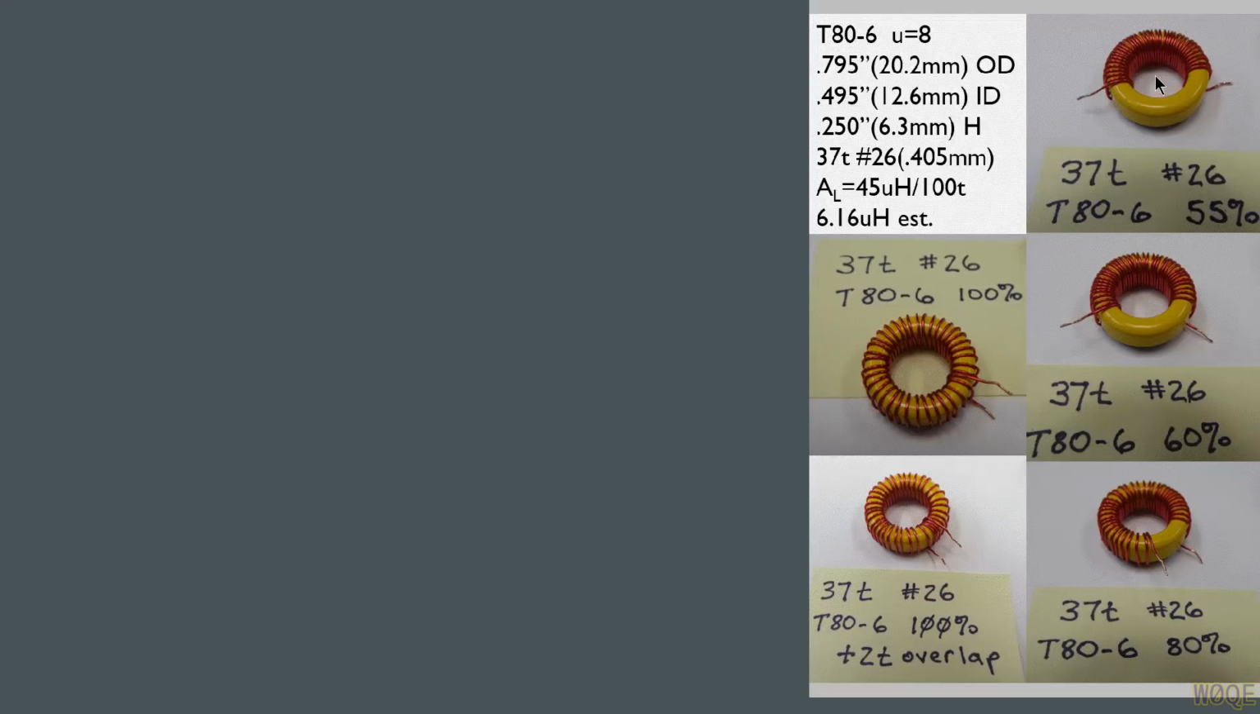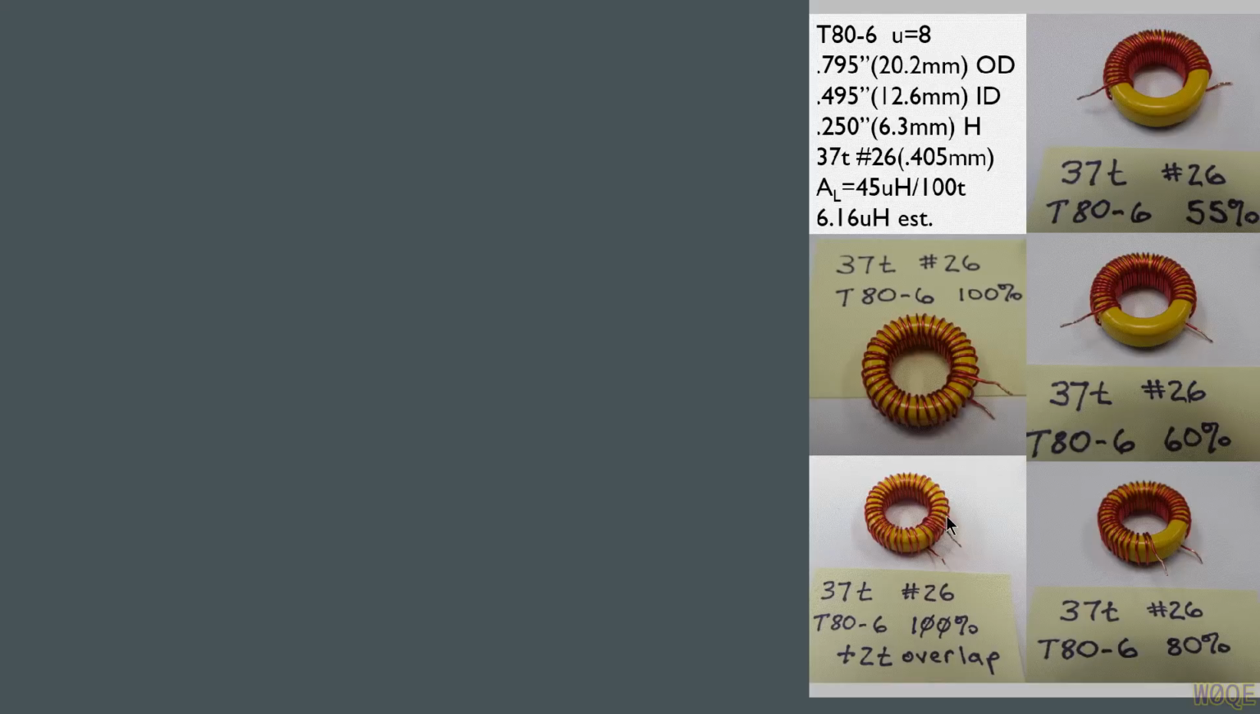When I pinched the turns together completely, they occupied just a little over half the core, 55%. I spread them out a little bit, and at that point there was almost no gap between the turns on the inside here. Then I spread them out a little bit more, so there's just a teeny bit of gap, 60%, then 80%, then 100%. And finally, I unwound 2 turns.